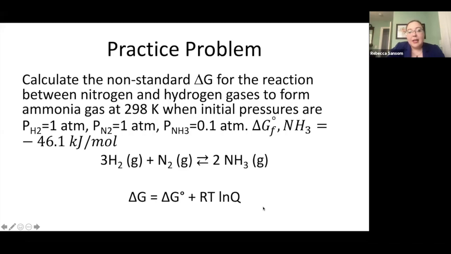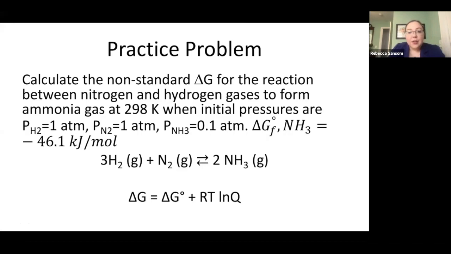We're calculating the non-standard delta G for the reaction between nitrogen and hydrogen gases to form ammonia at room temperature when initial pressures are 1 atmosphere of hydrogen, 1 atmosphere of nitrogen, and 0.1 atmospheres of NH3. So you'll notice the conditions that we're given here. We do have standard conditions for hydrogen and nitrogen, but not for ammonia. And so that's why this is a non-standard delta G.